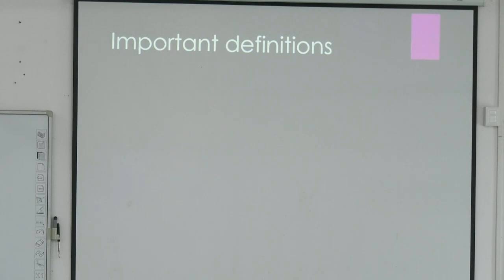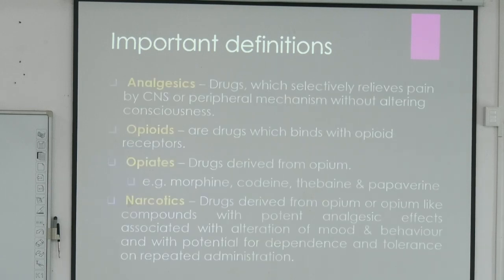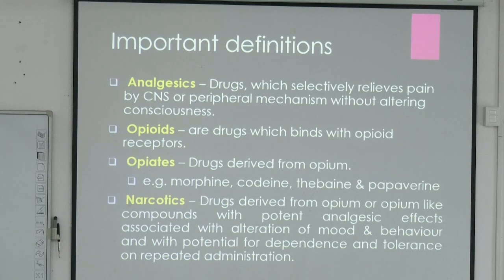Now, there are some important definitions you have to know, because in oral exams it is very, very important. First of all, what are analgesics? Analgesics are the drugs which relieve pain either by central or peripheral mechanism, without alteration of consciousness. You must tell that. If it alters the consciousness, that will be a general anesthetic.